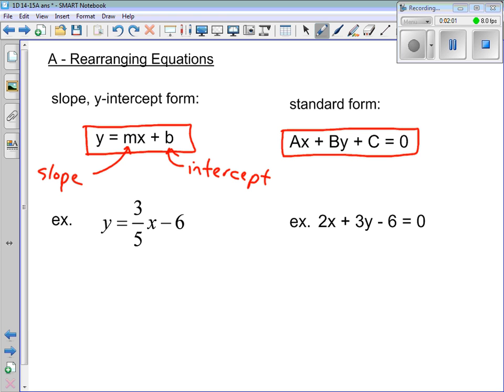That's the one over here on the right. And it usually looks like this: ax plus by plus c equals 0. A, b, and c are just numbers. Okay, they're coefficients. And standard form is kind of picky about what those numbers are. In the standard form, a, b, and c cannot be fractions or decimals, and a must be positive. That coefficient on x is positive.